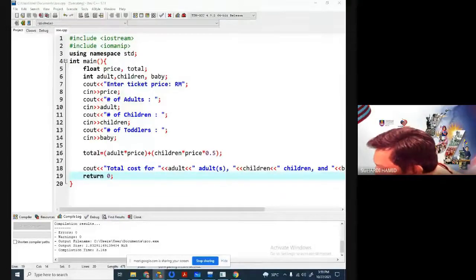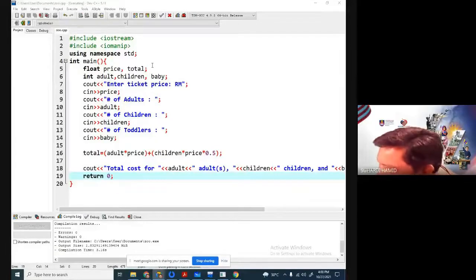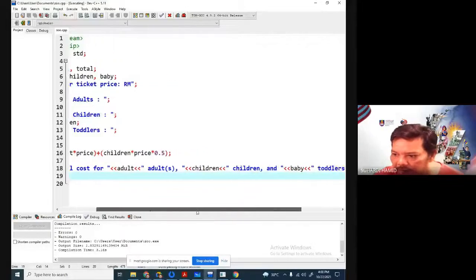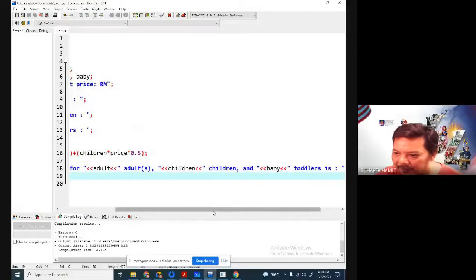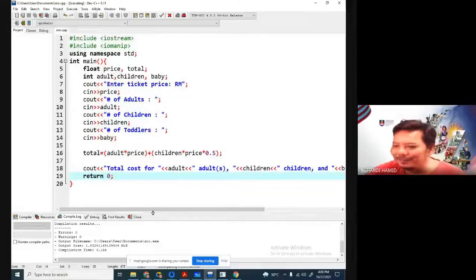Yeah, can you see now? As I was saying earlier, declaration, input, process, and output. If I scroll, you get to see toddlers, total. There you go. Any question? No.